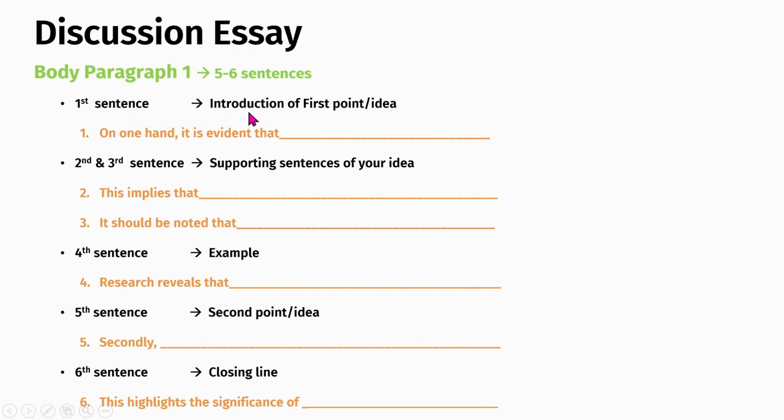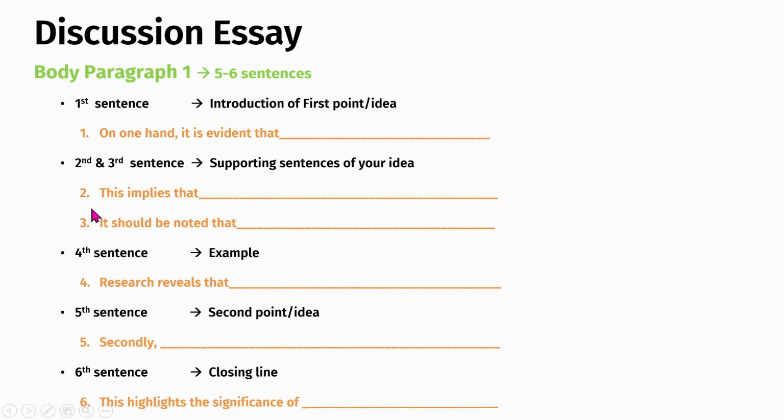The first sentence should be the introduction of your first point or idea. So you have this first idea, so you are going to write some idea for this opposing argument. You can write it like this. On one hand, it is evident that, and then you can introduce your first point. In the second and third sentence, you have to write supporting sentences of your idea, because in the first sentence you just introduced your idea. You wanted to explain more in detail what that idea was. For that purpose, you can use the second and third sentence, and you have a template for that as well.